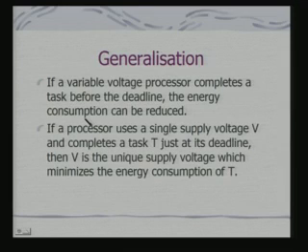So, you are not optimally using the supply voltage and frequency to minimize the energy consumption. The other thing is that if a processor uses a single supply voltage V and completes a task T just at its deadline, which was the previous case, then V is the unique supply voltage which minimizes the energy consumption of T, okay, because you cannot have anything other than that.